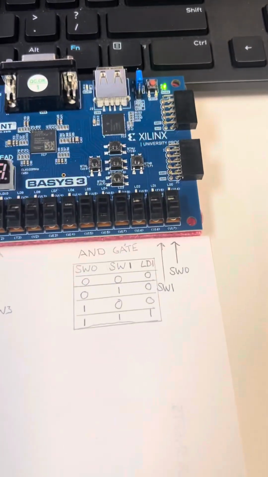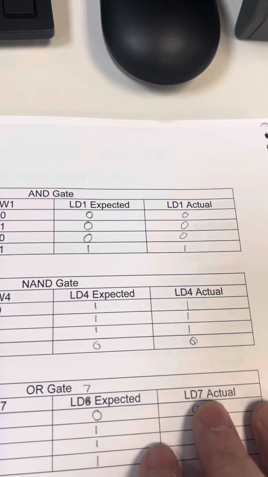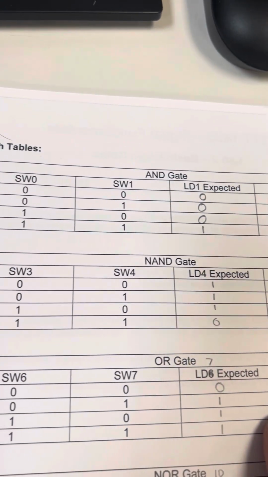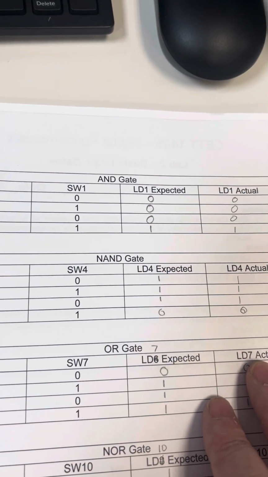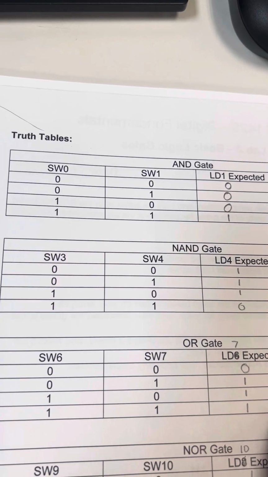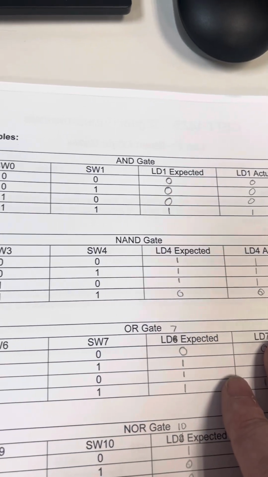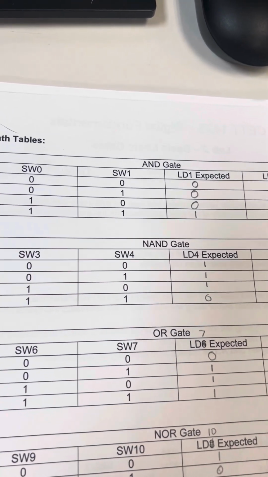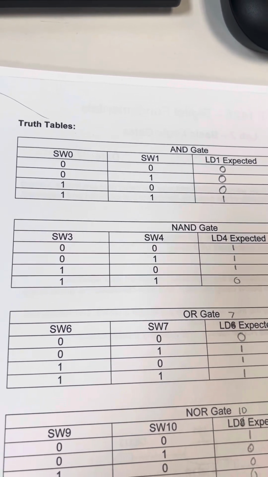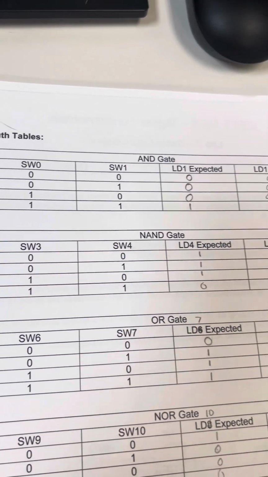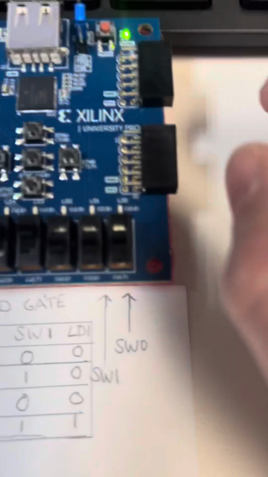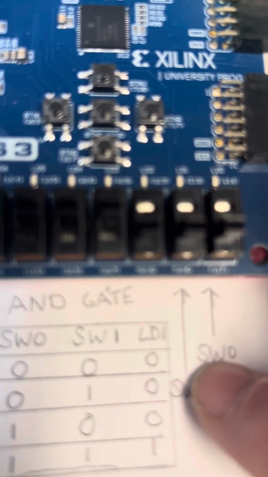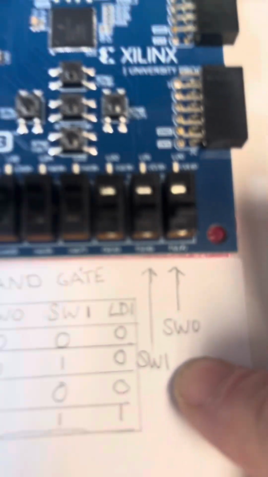So we're going to start off with an AND gate, and what we're expecting is that when it is low and low, expected is going to be low, and when it is low and high, expected will be low, and when it is high and low, off, and then when it is high on both, we expect it to be switched on. So we have switch 0 and switch 1 here.